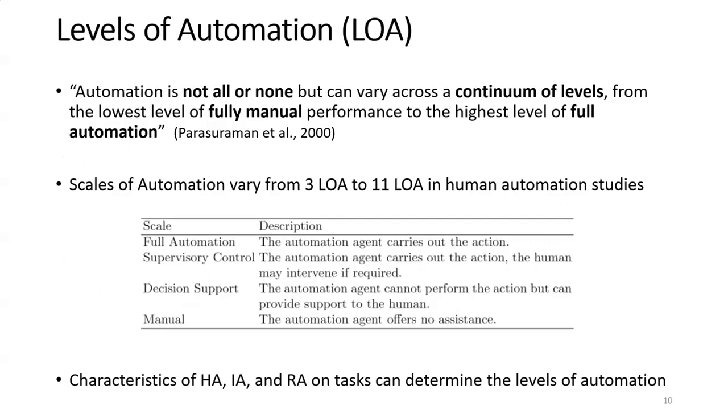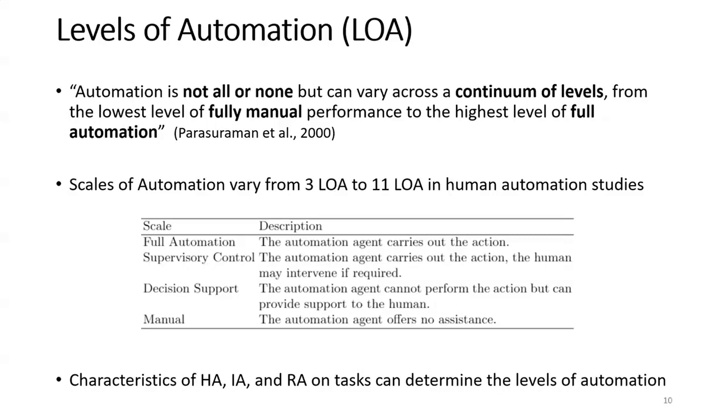Now, given these tasks, resources, and their characteristics, you could achieve different levels of automation. The automation may not be completely manual or fully automated, but could be at various levels. There are various scales of automation that have been studied in human automation studies, and they vary from 3 levels to 11 levels of automation. But largely they can be categorized into these 4 levels.